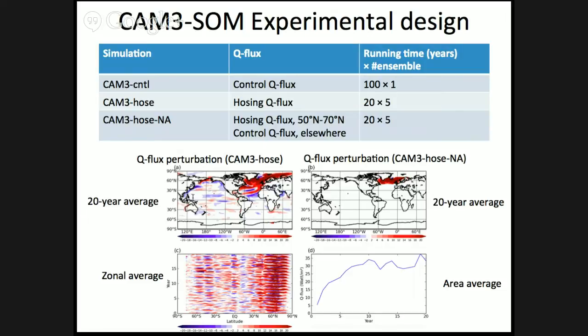And I use this Q-flux to run 3 sets of experiments. One is called the control simulation and the hosing simulation. These two are going to mimic the fully coupled control and hosing simulations. And then I run an additional simulation where the hosing Q-flux is applied in the hosing area, and the control Q-flux is applied elsewhere. In this way, the Q-flux perturbation is only applied in the subpolar North Atlantic Ocean.